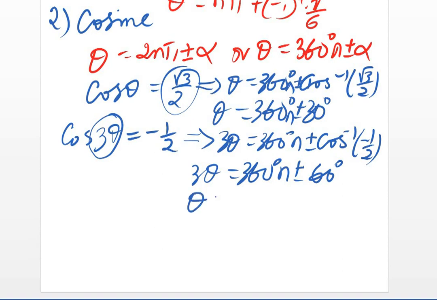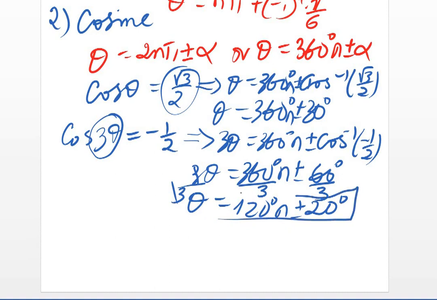And what then will be our theta? We divide here by 3, divide here by 3, divide here by 3. To have theta as 120 degrees n plus or minus 20 degrees. That, in that sense, will be what we call the general solution.